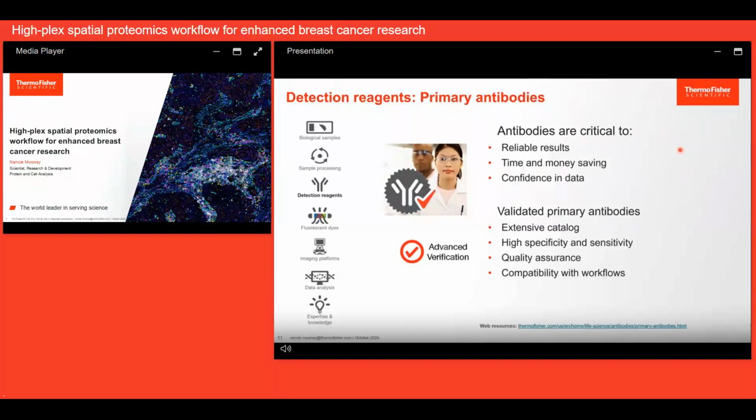So it's important to use validated primary antibodies that you can rely upon. Thermo Fisher, of course, has our advanced verification antibodies, but really just make sure that it's an antibody that you're comfortable with and you do the appropriate controls and optimization. If you don't optimize your science ahead of time, you're in for a lot harder work when it comes to data analysis and imaging.